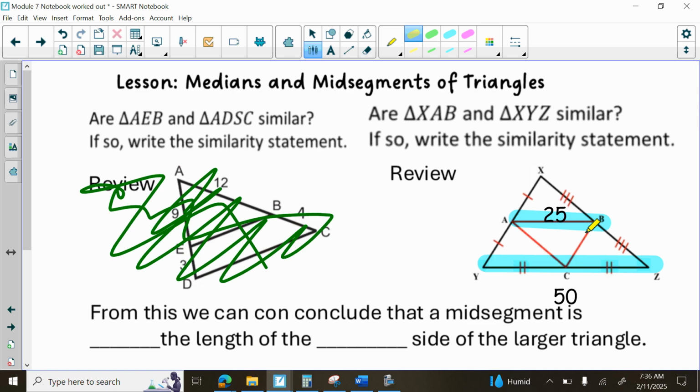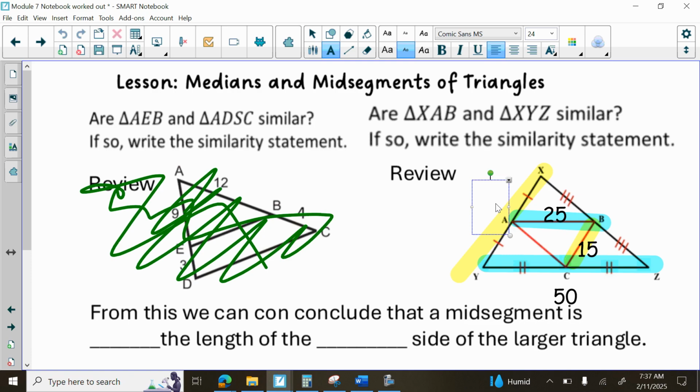If BC, let's say BC measures 15, what other side do I know? How does that help me figure out what side? No, it doesn't help me figure out AC because AC is not parallel to BC. What side is parallel to BC? XY. So what would be the measure of XY? 30. We understand.